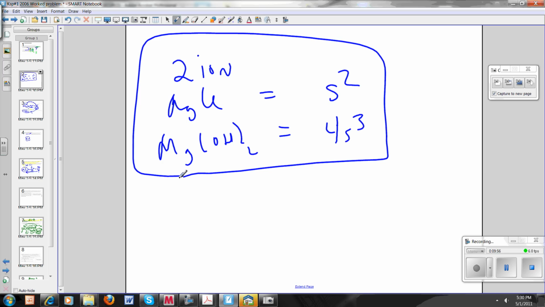The other shortcut is 27S to the fourth. That's if you break into 4 ions. So remember, 2 ions, 3 ions, 4 ions, and then the number goes 1, 4, 27. This is 4 ions. That would be like aluminum hydroxide here. This is insoluble, right? You get 3 ions here, 1 ion there.